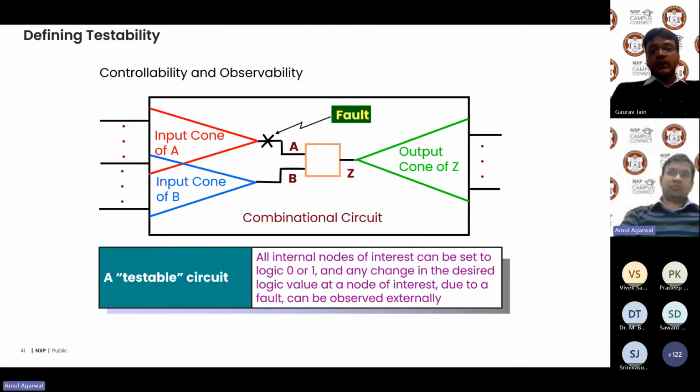We should be able to bring the B pin to 1, so that the fault at A is propagated to Z, and Z should be able to come out at one of the chip outputs, so that it is observable once the silicon comes. Once the silicon comes, there is no way to peek inside the silicon. The only way is that we can shift in or shift out at the chip boundary. So that's where we are saying the flops or the nodes should be observable.